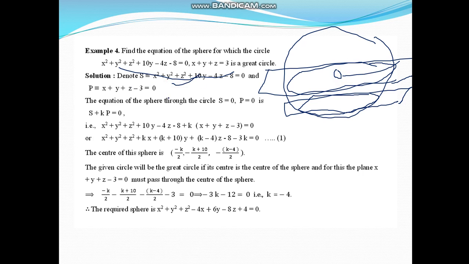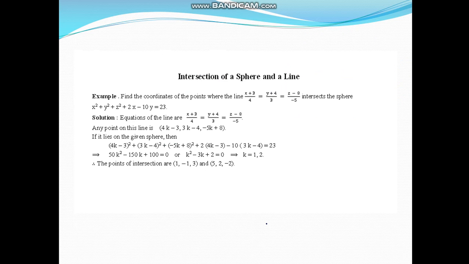So it is S here, it is a plane. So the equation of the required sphere will be S plus Kp equal to 0. Let us find here the center of this sphere. It is twice U, twice V, twice W. So it is minus U, minus V, minus W. But the center lies on the plane. So like in the last problem, K is minus 4. Substitute this value of K in equation number 1. You will get the required equation of sphere.